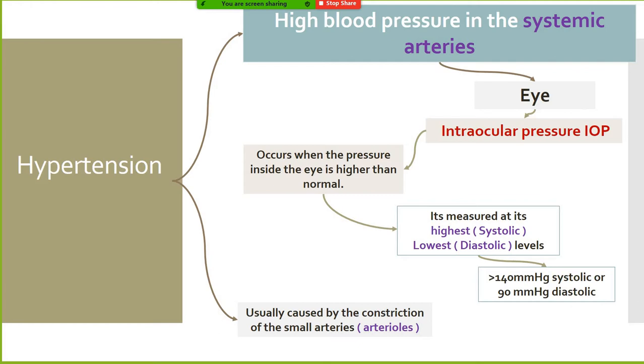So first we'll see the pathophysiology behind how hypertensive retinopathy develops, before seeing its signs, classification, etc. Once we finish the pathophysiology, we can go on to the classification and the signs and symptoms.